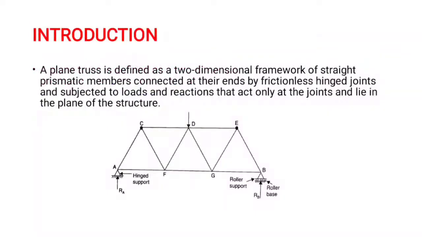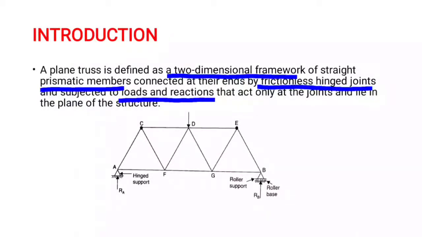First, we understand and we know the definition of plane truss. What is the definition of a plane truss? A plane truss is defined as a two-dimensional framework of straight prismatic members connected at their ends by frictionless hinged joints and subjected to loads and reactions that act only at the joints and lie in the plane of the structure.